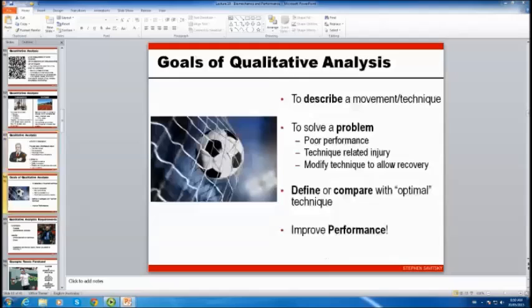What are the main goals of qualitative analysis? Simply to describe. If I'm not giving you numbers, then I must be giving you just a general description, like a verbal description. This is good, this is bad, needs to go faster, needs to go slower. Nothing concrete, just general description of the skill.